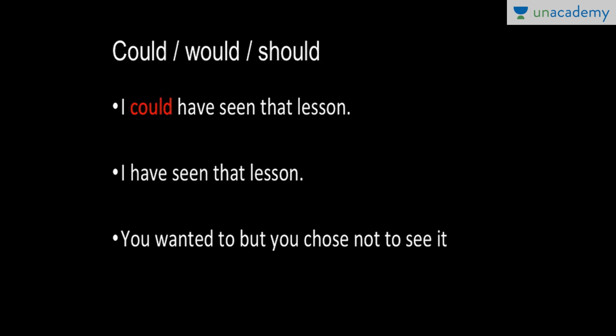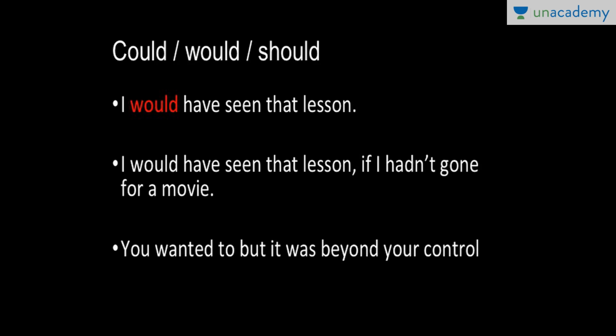So that is why you say, I could have seen that lesson. मैं देख सकता था, पर मैंने देखा नहीं because of my own choice. Instead of could, if we use would here, would basically means that you wanted to see the lesson, but it was beyond your ability or your control to see the lesson. For instance, you wanted to see the lesson, but you really could not.